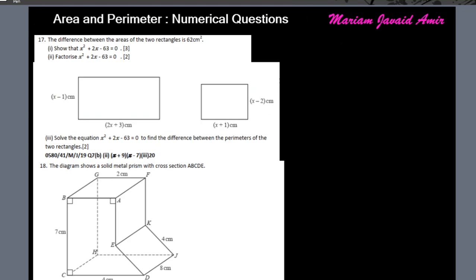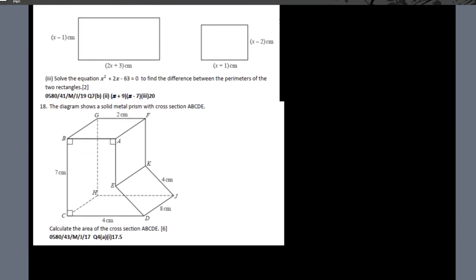Alright, question 18. The diagram shows a solid metal prism with this cross section. Calculate the area of the cross section. So cross section means this base. So we need the area of this base. Let's split it into two parts, a trapezium and a rectangle. This is for 6 marks, which means there must be some lengthy working involved.